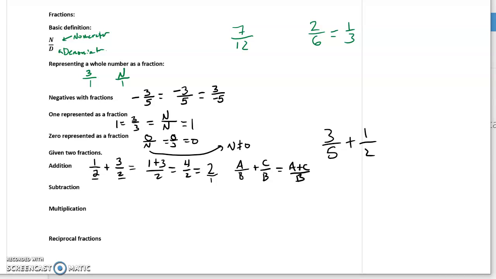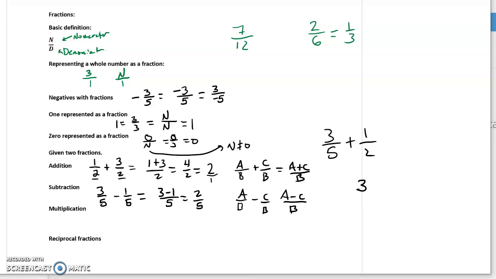Now, in terms of subtraction, it's very similar. They also need common denominators. So if I have 3 over 5 and I take 1/5 away, we are just going to subtract the numbers on top. 3 minus 1 will give us 2/5. So very similar. If we use these concepts, it would be A over B minus C over B, which is A minus C over B. Again, we leave that denominator the same. We subtract the numerators. Now, multiplication is a little different.